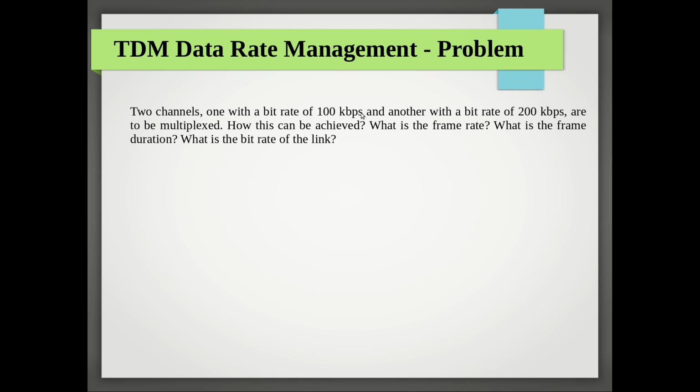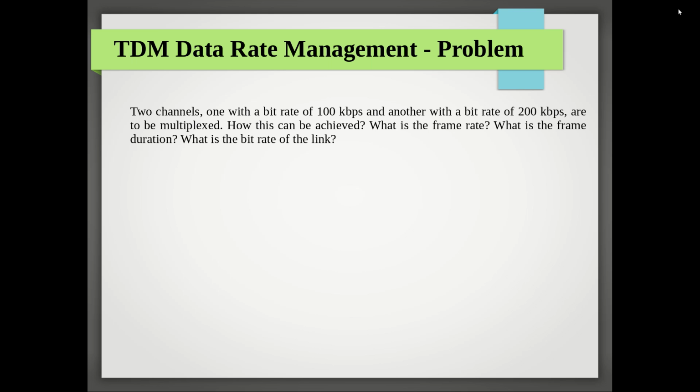So now in the outgoing link, it can be achieved with the help of multiple slot allocation, the second data rate management technique we learned. And what is the frame rate now? The number of frames transmitted per second, and that we have to calculate. And what is the frame duration? To calculate frame duration, we need the frame rate, and you know how duration and rate are inversely related. Bit duration is 1 by bit rate, so similarly frame duration will be 1 by frame rate.